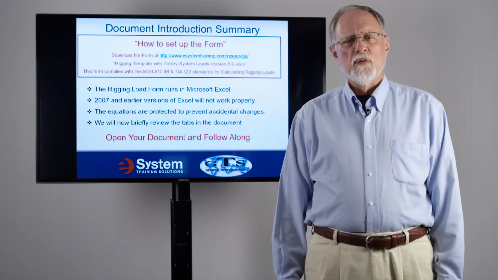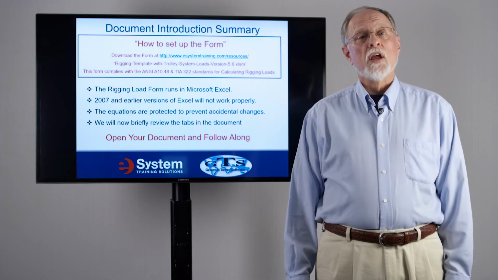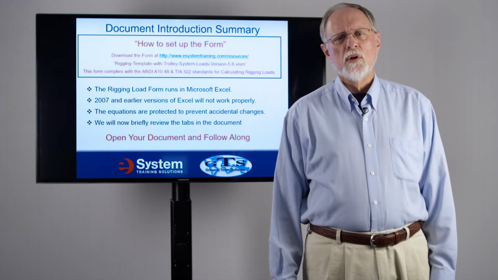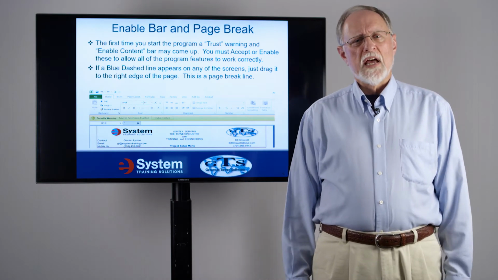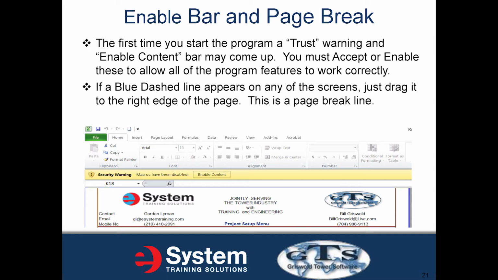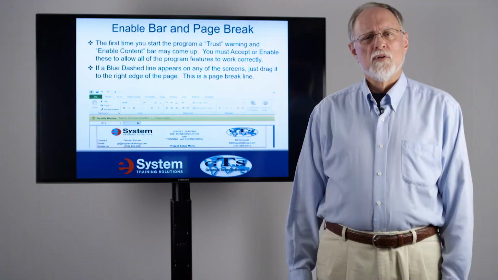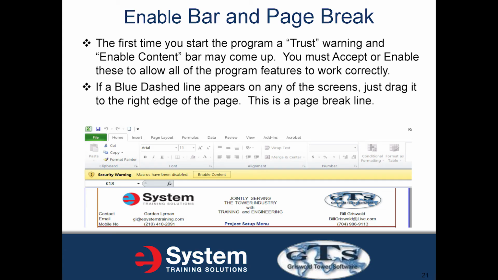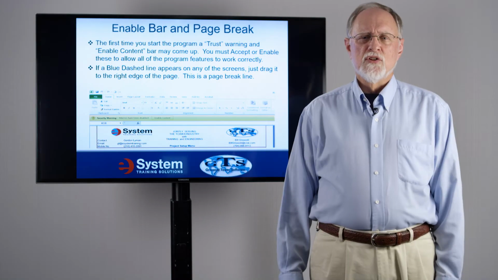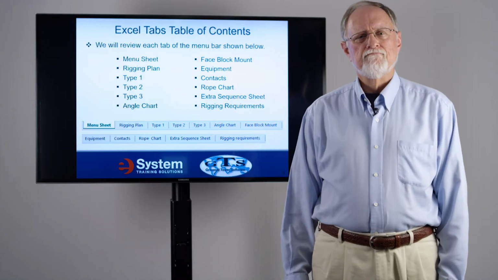Now, we will briefly review the tabs in the document, and if you wish, you can open your document and follow along. First time you start the program, a trust warning and enable content bar may come up. You must accept or enable these to allow all of the program features to work correctly. If a blue dashed line appears on any of the screens, just drag it to the right side of the screen. This is a page break line.